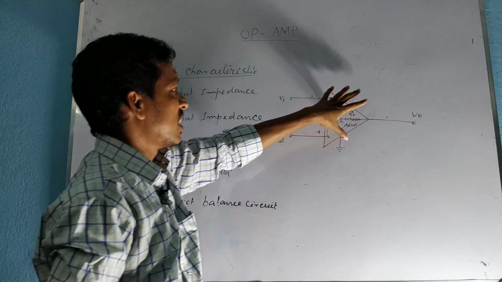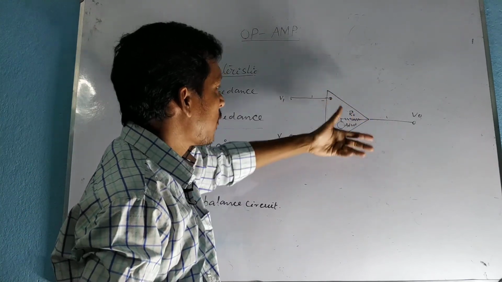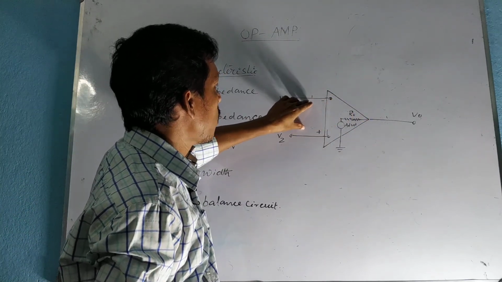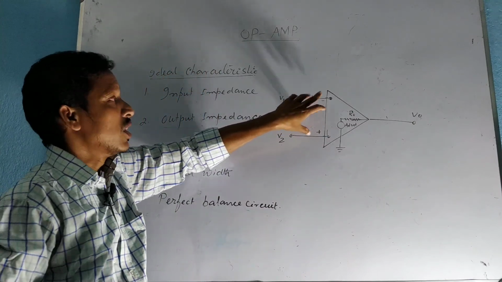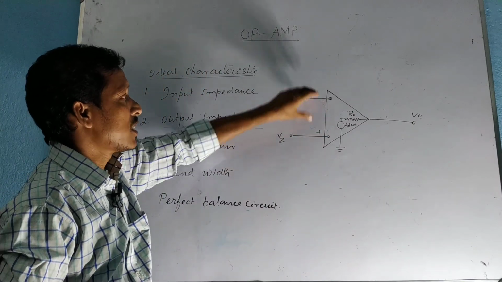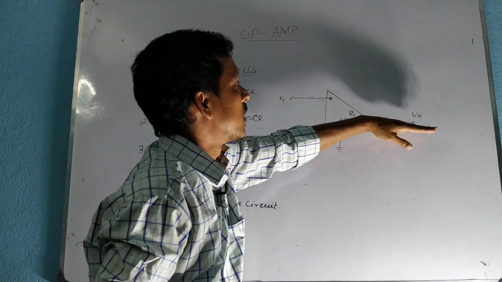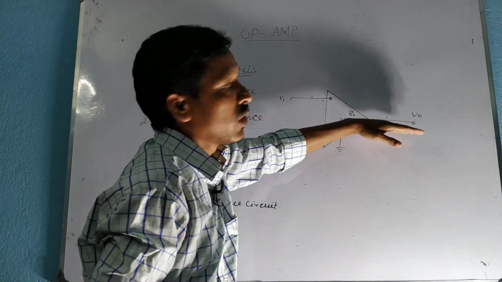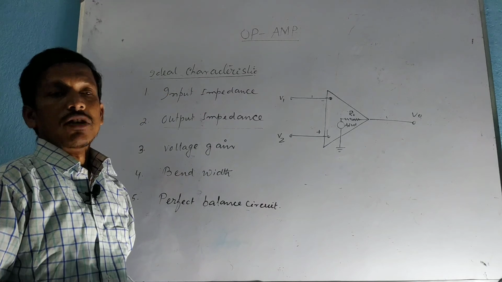Actually, it is a differential amplifier. It amplifies the difference value of the two input signals. So whatever the value of the difference between the input signals, we will get the maximum value of the output voltage.